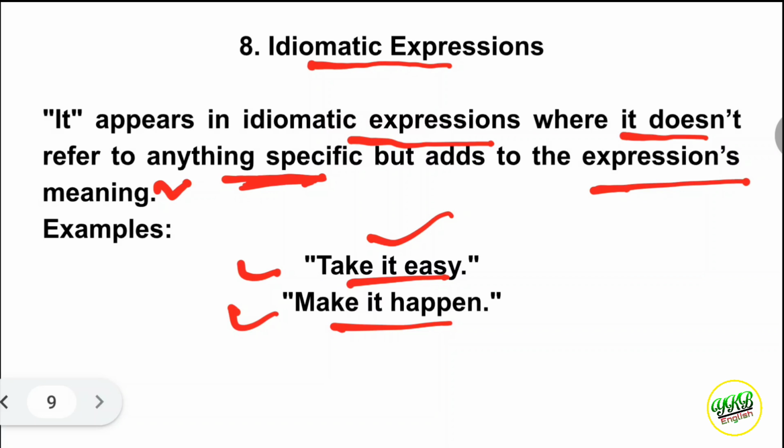Both of these are idiomatic expressions where "it" doesn't refer to anything specific, but when added with other verbs they give a different, specific meaning. I hope you understand all the uses of "it." After watching this video, don't be confused about how to use it. It is used as a dummy subject or as an object pronoun.